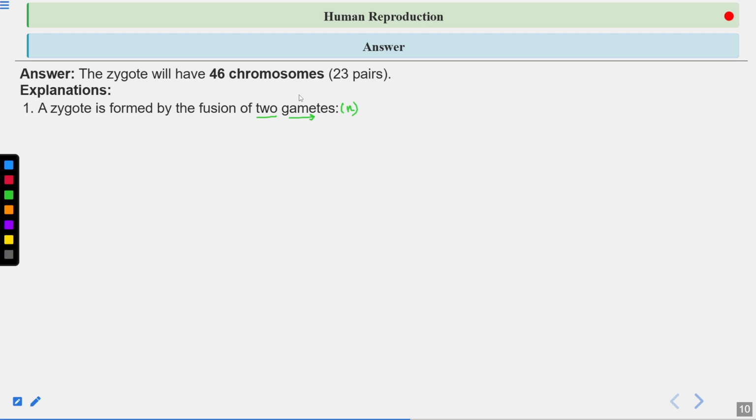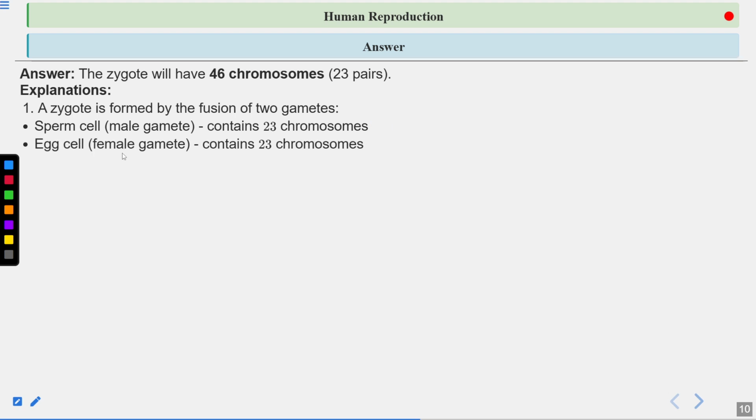Zygote is a unicellular diploid structure. And it is so fascinating that from the zygote, a new individual is formed. From zygote, embryo is formed, and from the embryo, new individual is formed. Sperm cell, which is the male gamete, contains 23 chromosomes, means it is haploid. It has n number of chromosomes, only one set of chromosomes. And egg cell, which is the female gamete, contains 23 chromosomes, means again it will have n number of chromosomes. During fertilization, these gametes combine to form zygote.